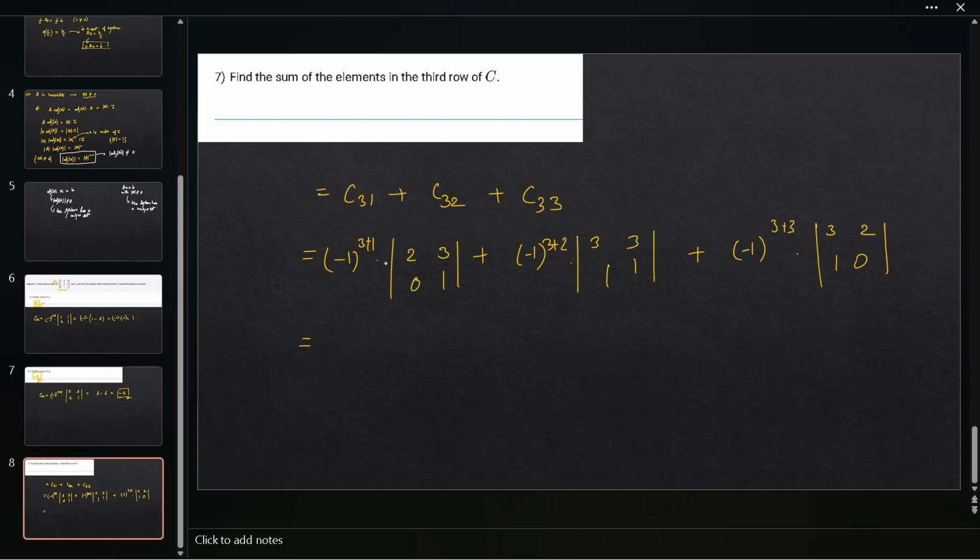So I can write this as minus 1 to the power 4 is 1. So 2, then minus 1 to the power 5 is minus 1 again. So plus minus 1 into this is 3 minus 3, 0. And then we have plus this is minus 1 to the power 6, which is 1, and it is 3 times 0 is 0, minus 2 times 1, that is 2. So it is minus 2 here. So I have 2 plus minus 2, which is equal to 0. So the answer of question number 7 is 0.